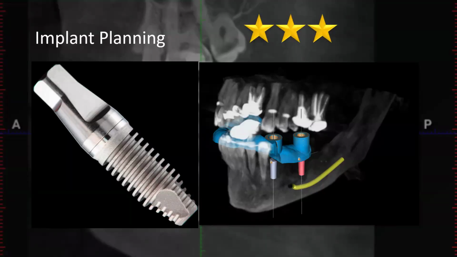So yeah, that's the number one driver. And like I said, most legal cases I've seen regarding cone beam CT and radiology are around implants, because that's a big thing out there right now.